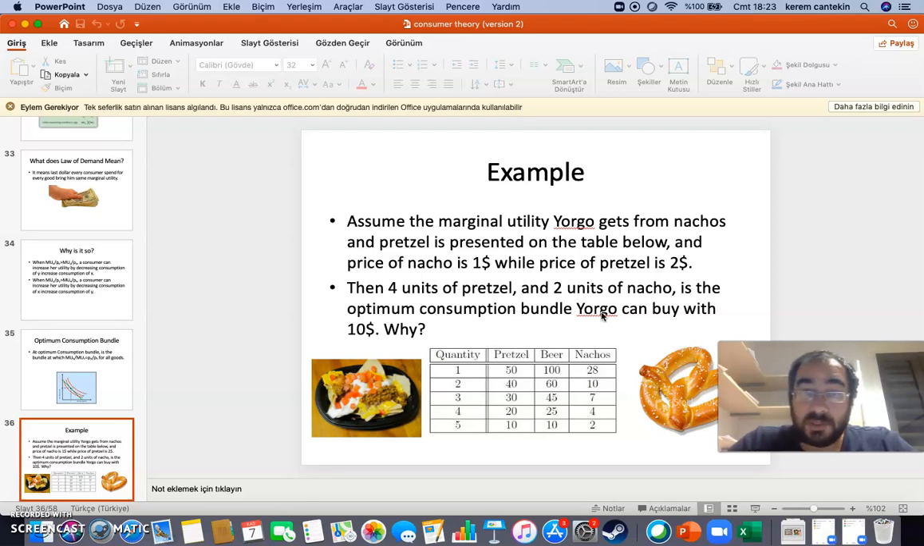Now I need to test whether this is actually the optimum consumption bundle. An easy way to test it is: for the fourth pretzel, marginal utility is 20 divided by 2, which is 10. For nacho, the marginal utility of the second unit is 10 divided by 1, which is also 10. So since marginal utility divided by price is the same, this is the optimum consumption bundle. There is a second way to test this, and I will talk about it in the next video.